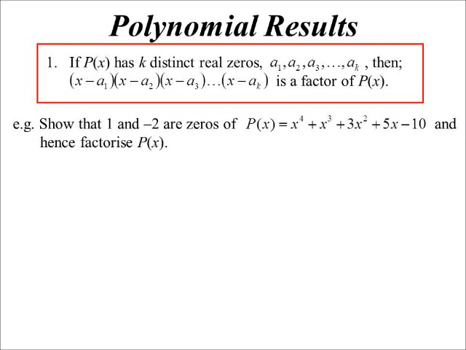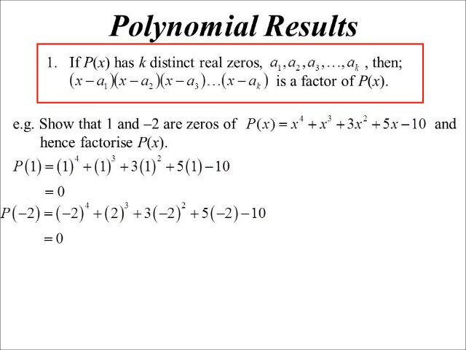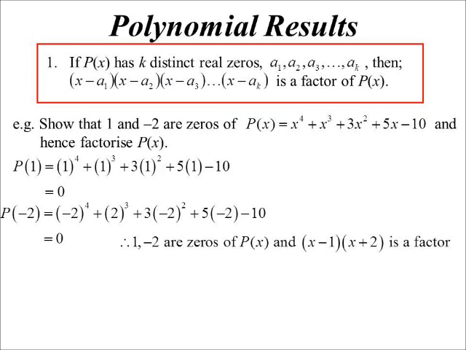So, all right, this question, show that 1 and negative 2 are zeros, so we can use our factor theorem for that. We know polynomial 1, yes, that turns out to be 0. Polynomial negative 2, yes, it also turns out to be 0. So we know 1 and negative 2 are zeros, so therefore x minus 1, x plus 2 is a factor. So let's complete the factorisation.